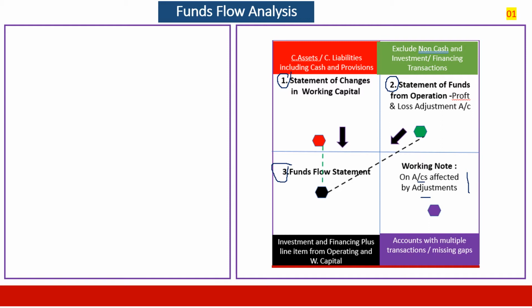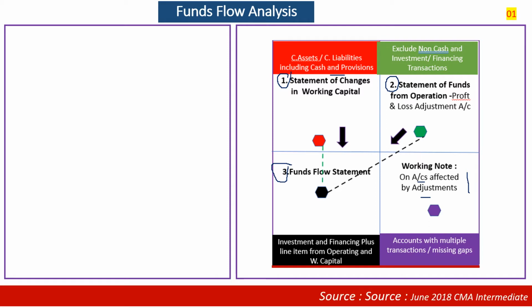As we are aware, statement of changes in working capital includes current assets, current liabilities, plus cash and provisions. Statement of funds from operations, or profit and loss adjustment account, excludes non-cash investment and financing transactions and prepares what is the generation from the profitability. Funds flow statement talks of sources and applications, both from investment and financing activities.